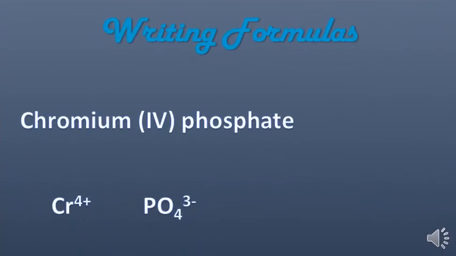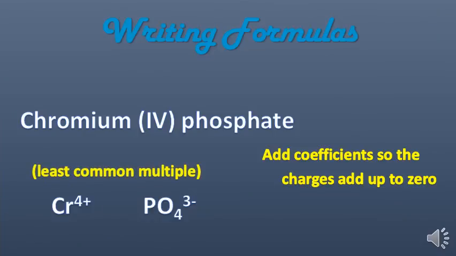Now you're going to add coefficients so the charges add up to 0 using the least common multiple. And the least common multiple between 4 and 3 is 12. So what number times 4 gives us 12? 3. What number times -3 gives us -12? 4. Oh, that one wasn't too painful.